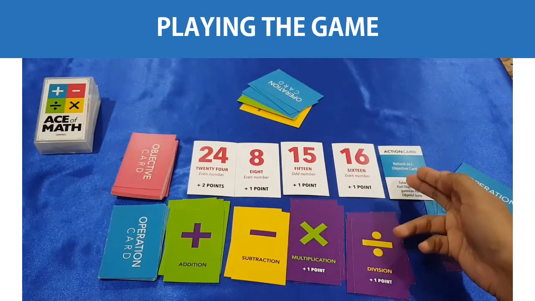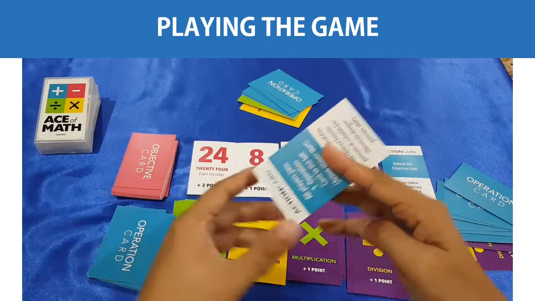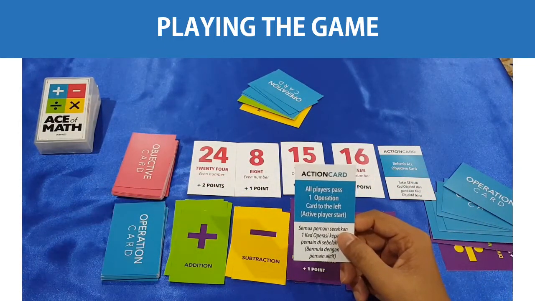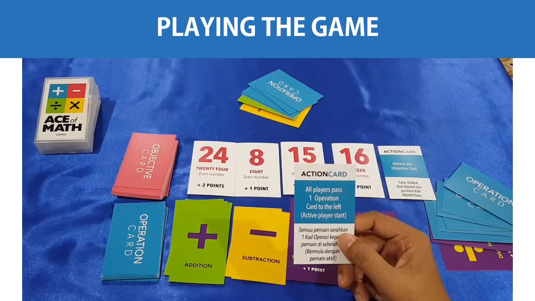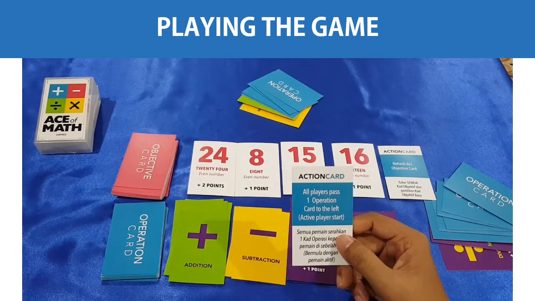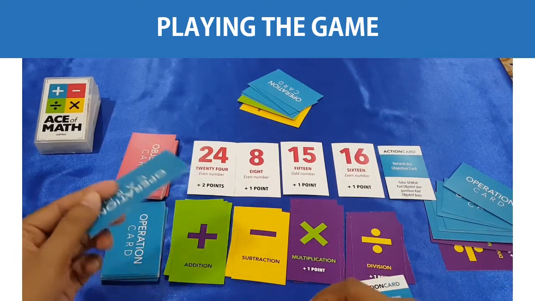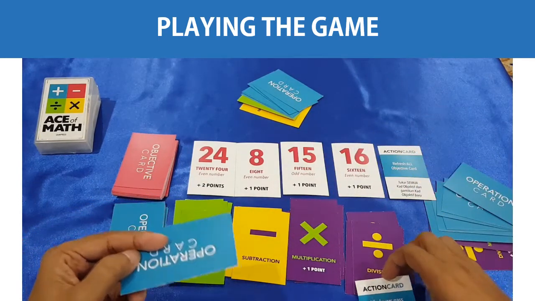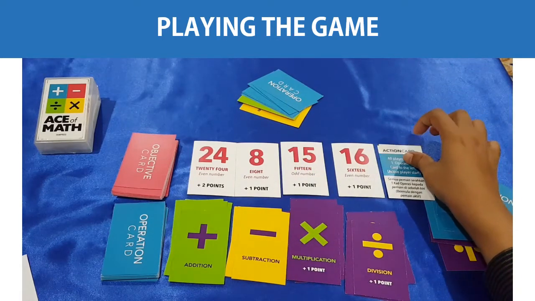For example, this is the discard pile, and this is the action card that the player wants to play. He needs to announce it, which is all players pass one operation card to the left. So starting with the player who played this card, he needs to pass one card to the other player, followed by the next player, and so on. And then after playing, this card is put into the discard pile here.